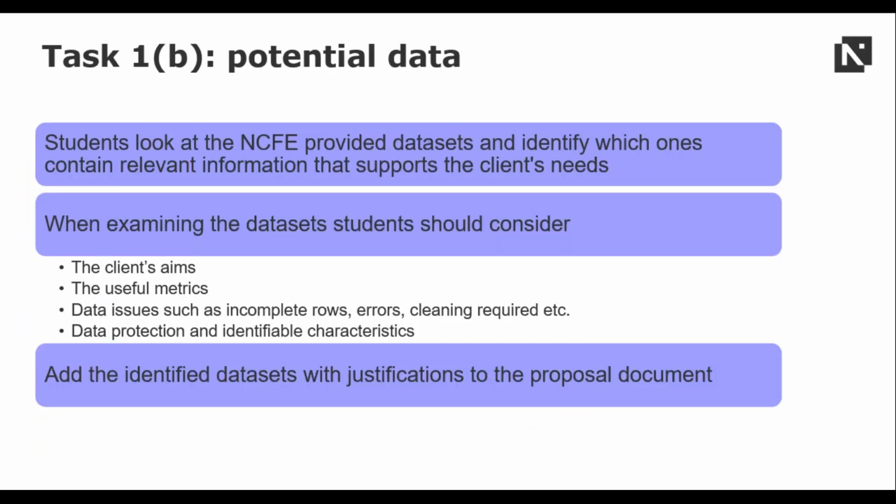For Task 1B, students will need to look at the NCFE data sets and then decide which one might contain data relevant to the client's needs. There's no deep analysis or processing of the data here, but students should consider the scenario and which metrics would be useful to look out for. They should also consider any potential issues with the data, such as missing information or errors, and relevant legislation and practices whilst using and analysing the data. Once students have identified the most relevant data sets, they need to ensure they have provided justifications for their choices.